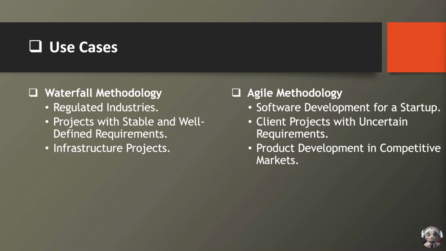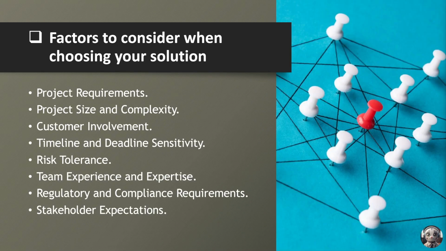For example, a software company developing a new productivity tool may use agile methodology to deliver incremental updates and enhancements, allowing them to quickly respond to competitor offerings and evolving customer needs. When selecting between agile and waterfall methodologies for a project, several factors must be taken into account to ensure the approach aligns with the project's unique requirements and constraints. Here are some key considerations.